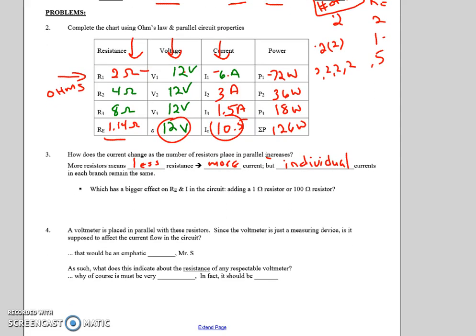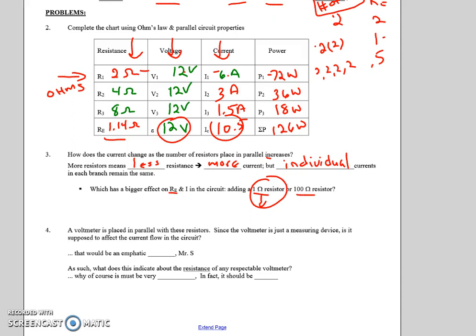Okay, which has a bigger effect on effective resistance and the current in a circuit: adding a 1 ohm resistor or a 100 ohm resistor? I already went through that earlier, and essentially the 1 ohm resistor has a much bigger effect because the resistance overall must be less than the smallest one. So if I go from 1 being my lowest, now it's going to jump quite a bit. Whereas if I put 100 ohm in there, it barely changes anything. So when you put a large resistance in parallel, it draws very little current and has very little effect.